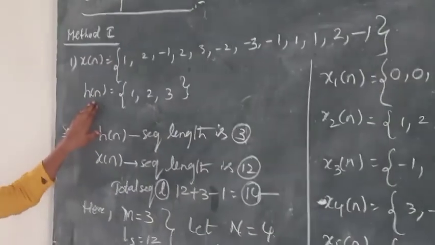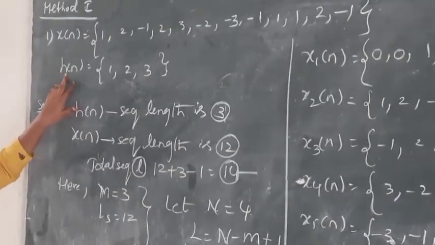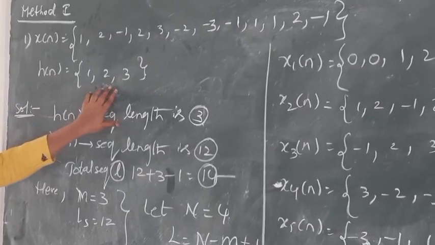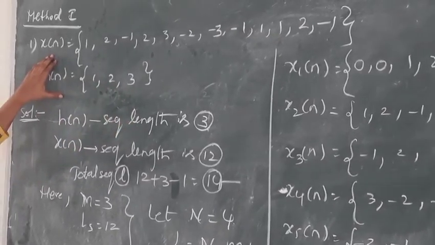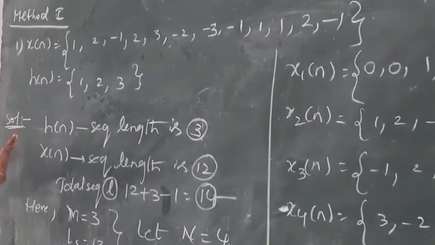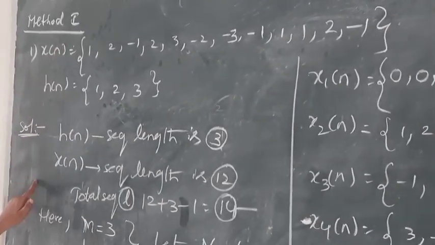Next, given h of n. Given h of n is equal to 1, 2, 3. So this is the given problem. How do we have to solve this problem in the overlap save method?